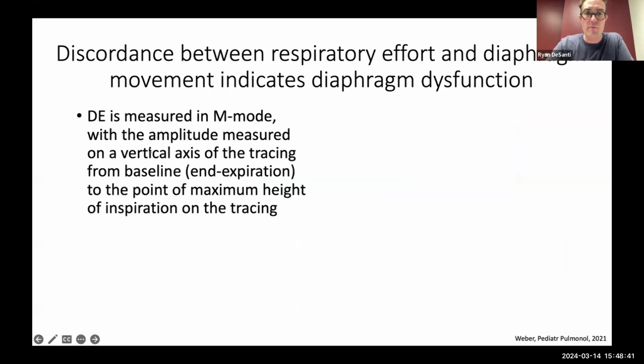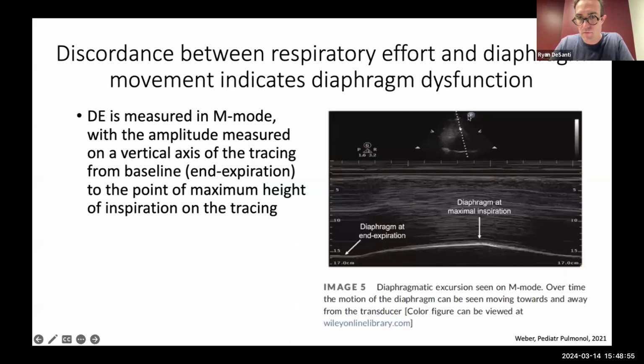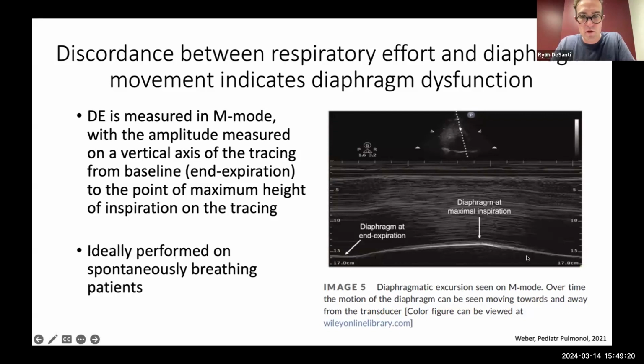We can also look at the diaphragm excursion using M mode. Again, this is the amplitude that the diaphragm moves on the vertical axis from baseline. And then we can measure it on M mode. So again, here's our ultrasound image. We have the probe at the top, the solid organ, and then the diaphragm. And in M mode, we have this hyperechoic line, which corresponds with the diaphragm. During inspiration, the diaphragm moves towards the probe with a positive deflection, and then moves back towards the baseline during expiration.